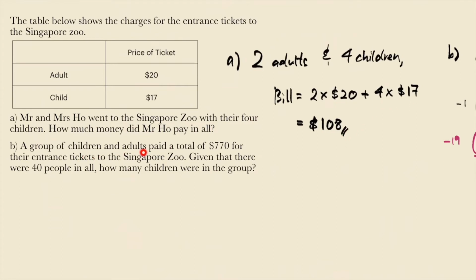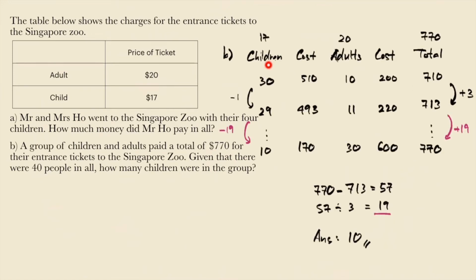A group of children and adults paid a total of 770. There were 40 people in all, so this is where the guessing and checking comes in. Children 17 each, adults 20 each, total 770. Total of 40 people, so let's have 30 and 10. That's 710, not enough money. Let's increase the number of adults by 1. We get 713. So each step, you're going to add 3 in total.